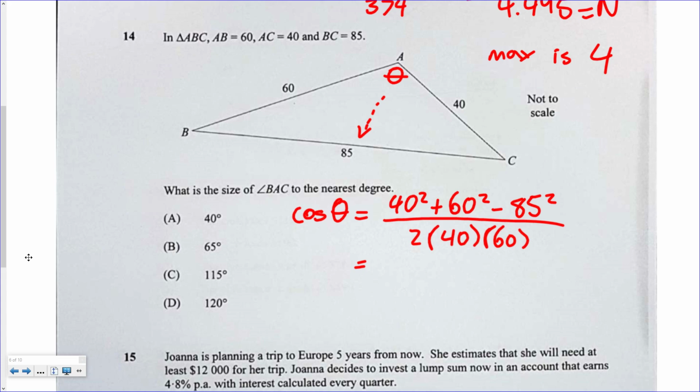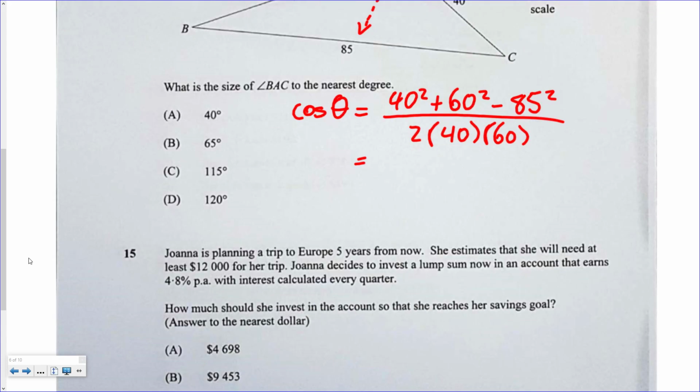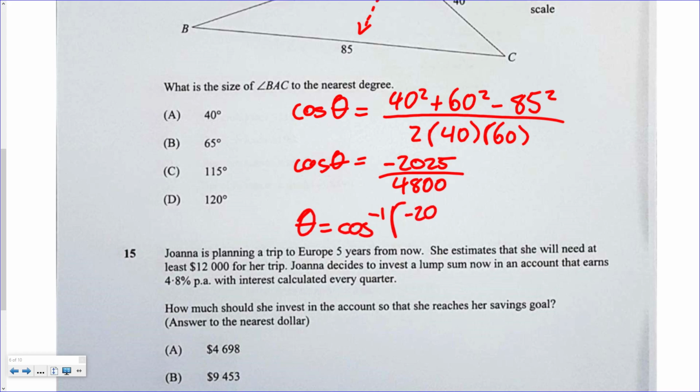When you put all of that into your calculator, you get cos theta equals negative 2025 over 4,800. Once we've done that, we want to find theta by itself. What you're not going to do is just do cos of that. You need to do inverse cos. Remember, whenever you're trying to find the angle, you have to press shift cos, or inverse cos. So, therefore, theta equals the inverse cos of that same fraction. We don't need to simplify it, although you could. Then when you put that into your calculator, you get about 115 degrees.